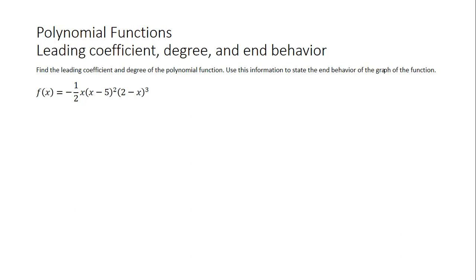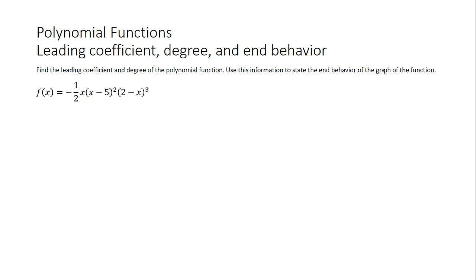In this video, we'll look at another example of polynomial functions where we need to find the leading coefficient, degree, and end behavior. This time we have a function of the form f of x is equal to negative 1/2 x times (x minus 5) squared times the quantity (2 minus x) cubed.